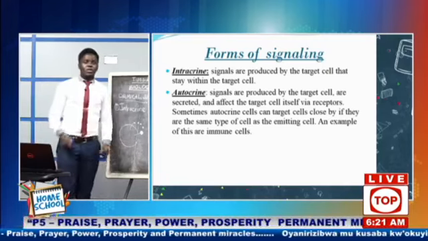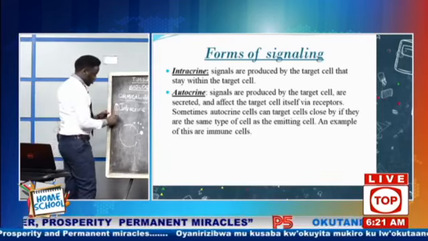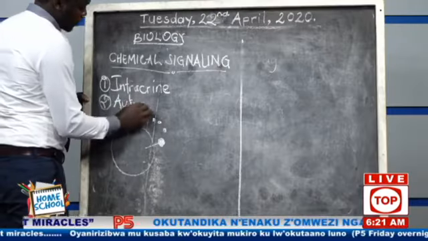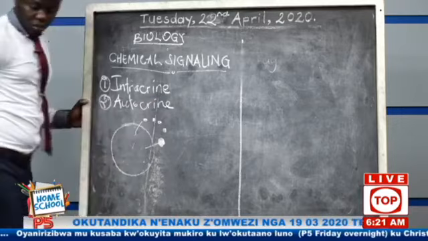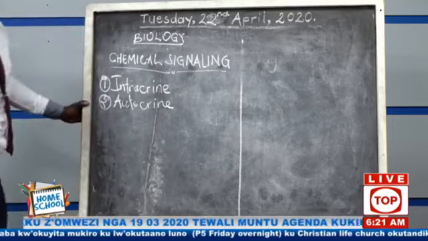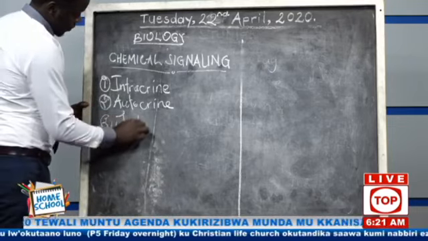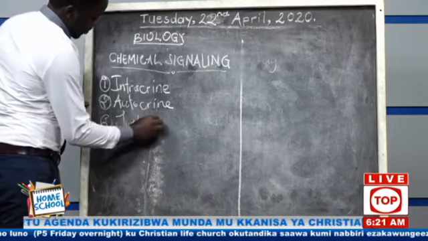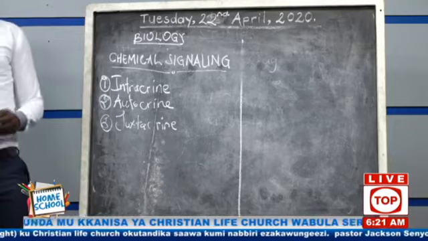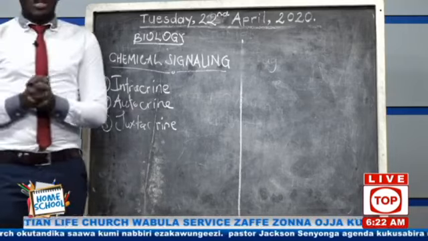The other form of signaling we have there is juxtacrine signaling. The second one is autocrine. And the third one is juxtacrine. We are saying juxtacrine signaling is signaling between two adjacent cells. Two cells that are together.